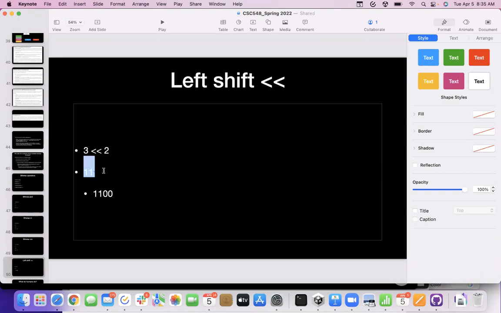So now this number here was a 3. This is the 1s, 2s, 4s, 8s. So this is a 12. So when we left shifted, what do we do? Every single time we left shift, we're multiplying by 2. 3 times 2 is 6. 6 times 2 is 12. All right. So that's what a left shift does. Left shift allows us to multiply the current value by 2.